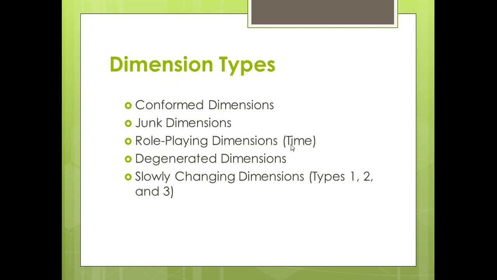Okay, so now as we get further into dimensional modeling, you'll hear terms mentioned like conformed dimensions, junk dimensions, role-playing dimensions, degenerated dimensions, and slowly changing dimensions. What are these? Well, a conformed dimension is basically a dimension that is shared by two or more fact tables. So as I showed you before with the bus schema, and the utilizing of a single dimension by more than one fact table, that would be considered a conformed dimension. A junk dimension I'll get back to afterwards.